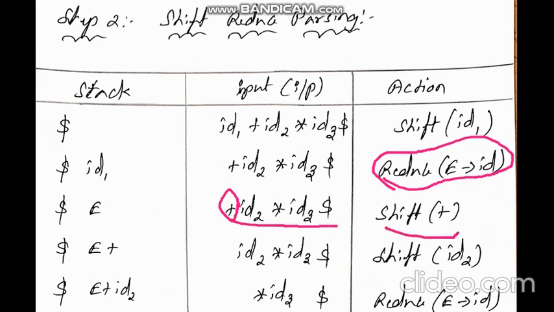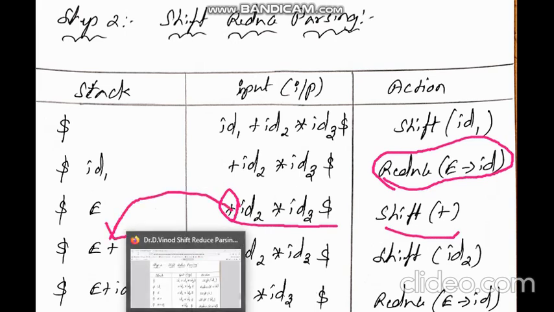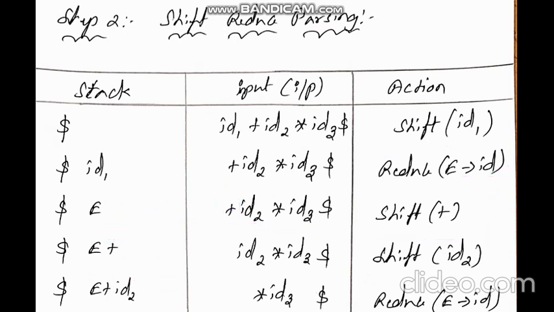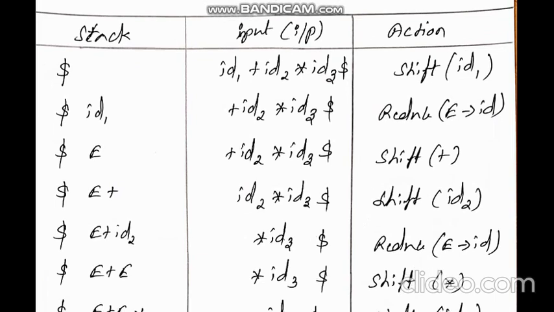So I am using the shift method here, right? The plus has been shifted to the stack, and plus cannot be replaced by anything. So there is no replacement for plus. If there is no replacement, the next step I am going with ID2. So now you can see that ID2 has been taken into this particular stack.